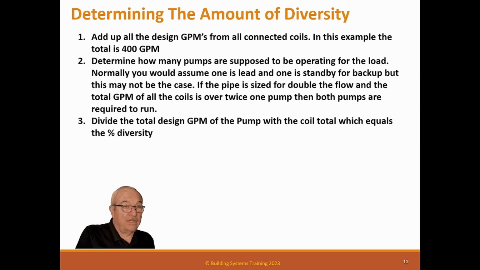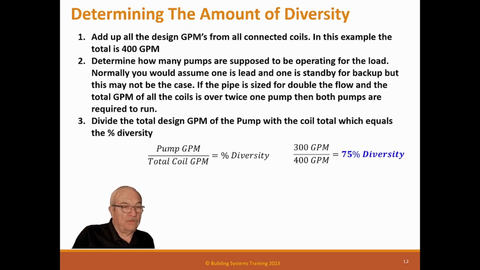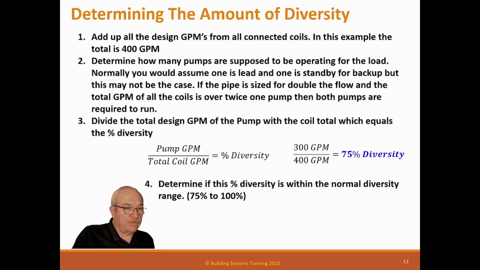Divide the total design GPM of the pump by the coil total load, which equals the percent diversity. Again, pump GPM over total coil GPM equals diversity. In this case, 300 over 400 equals 75% diversity. Determine if this diversity is within the normal diversity range, 75% to 100%. Again, that's a rule of thumb that is just experience-based. Normally, I like to see between 80 and 100, but depending on the building and how well it's built, you could have a smaller one.